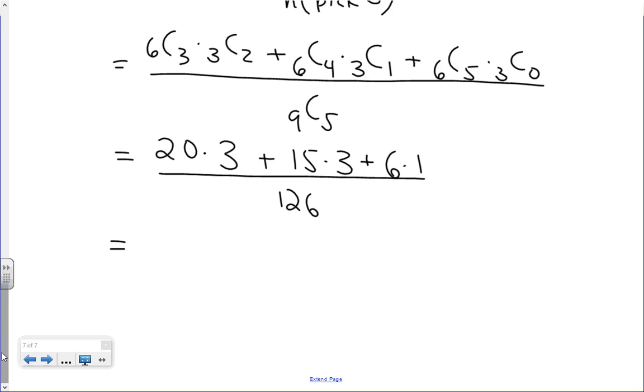Okay, so let's add this up. 20 times 3 is 60. 15 times 3 is 45, so that's 105. And then 6 more at the end should be 111. So there's 111 ways that we could pick at least 3 women out of 126 possible combinations. High probability that you'll have at least 3 women on the committee is what that means. All right, that right there is the end of section 14.5.